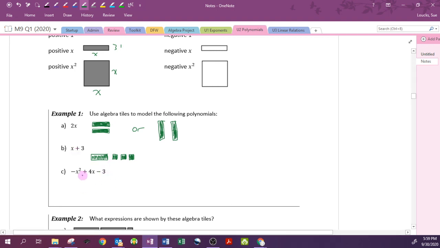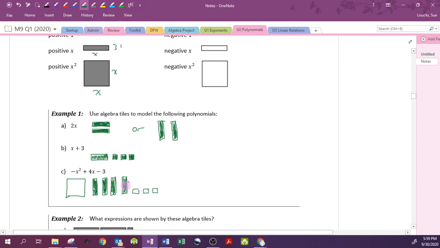All right, this one is going to have a negative x squared, which is a bigger square, and then 4 x's. And my x is whatever size I'm making my x length. All of my x's should be the same size, more or less, so these are all going to be the same height within my drawing capabilities. So there's my negative x squared, there's my 1, 2, 3, 4 x's, and then minus 3, 1, 2, 3.